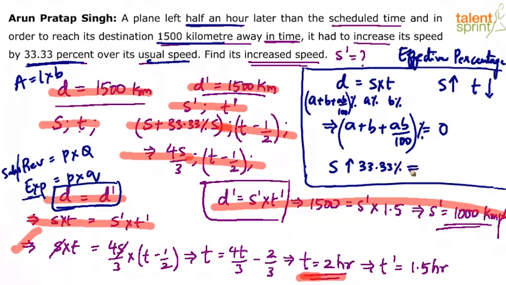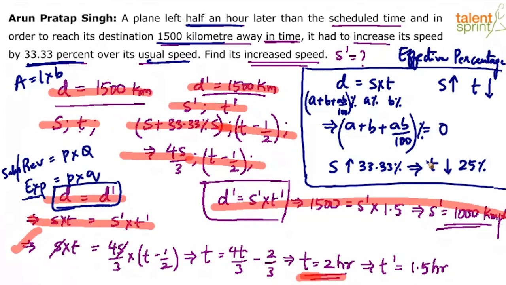Remember, if speed increases by 33.33%, the time will reduce by 25%. Now this percentage calculation also has been discussed in the topic of percentages.